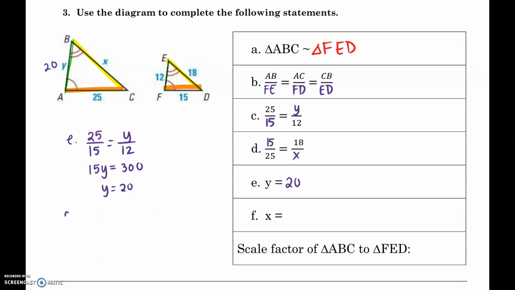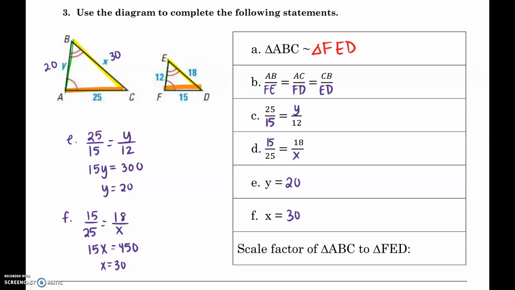And then for part F, to solve for X, I'm going to use the proportion in part D, 15 over 25 equals 18 over X. If I cross multiply, I get 15X equals 450. And if I divide both sides by 15, I get X equals 30.